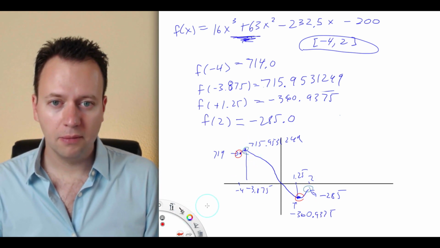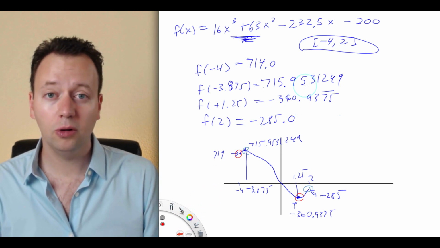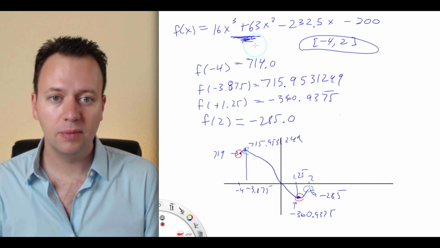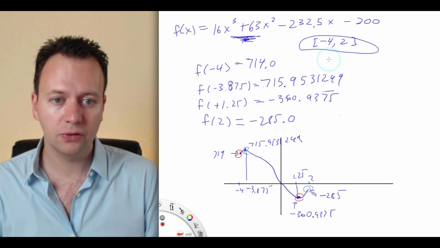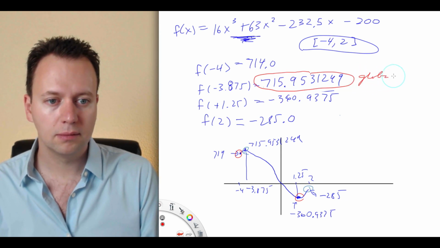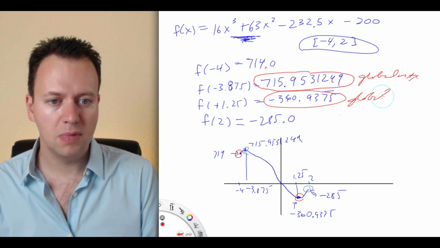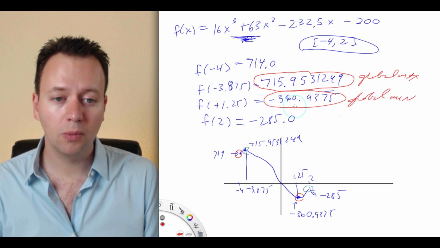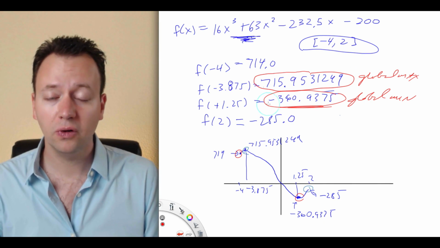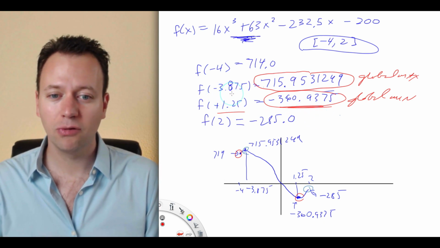Moreover, we know that it has a global maximum and a global minimum because it's a continuous function on a closed interval. So this must be the global maximum, and then this one must be the global minimum. So the absolute smallest value of this function on this interval is negative 360.9375, and occurs at x is equal to 1.25. And the absolute largest value occurs at negative 3.875.